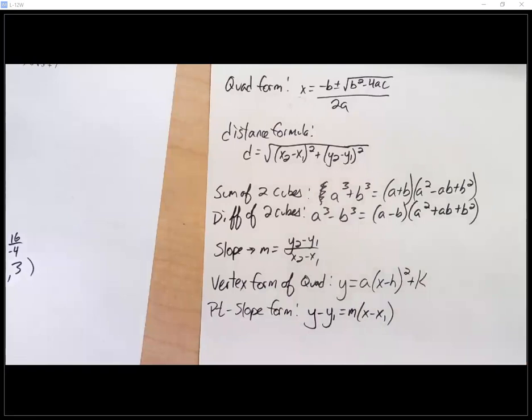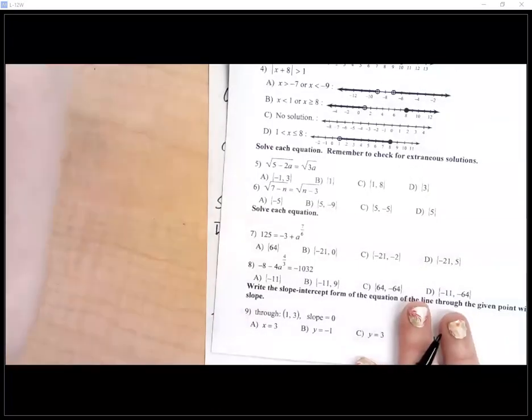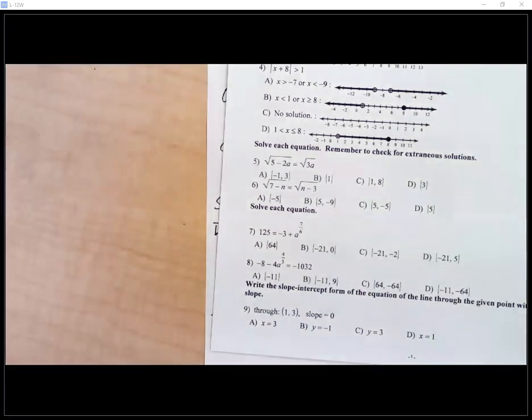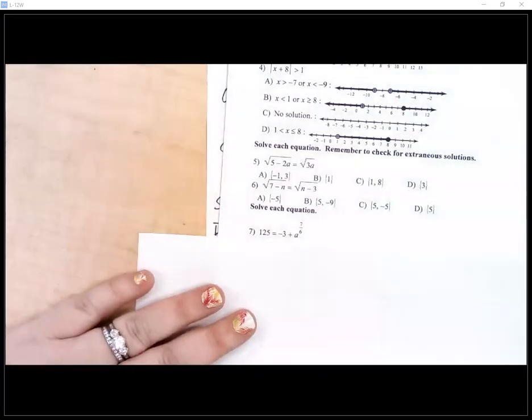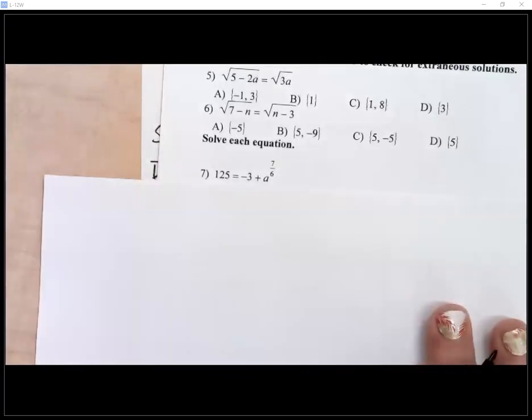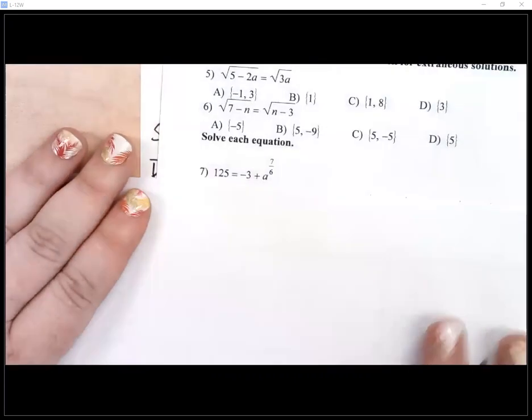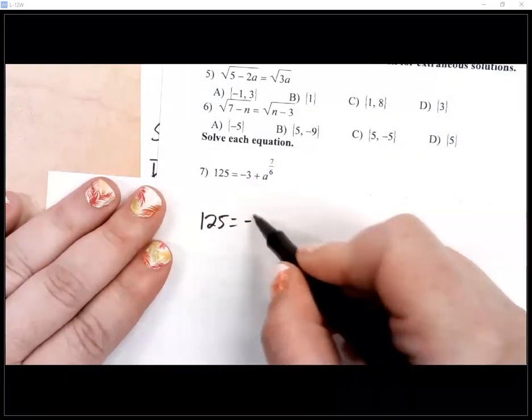Okay. So now give me other questions from this. Yeah. Seven. Okay, so seven, here it is. Paper out. There we go. Okay, so number seven, we have a fractional exponent. So remember what the rules are. 125 equals negative 3 plus a to the 7/6.